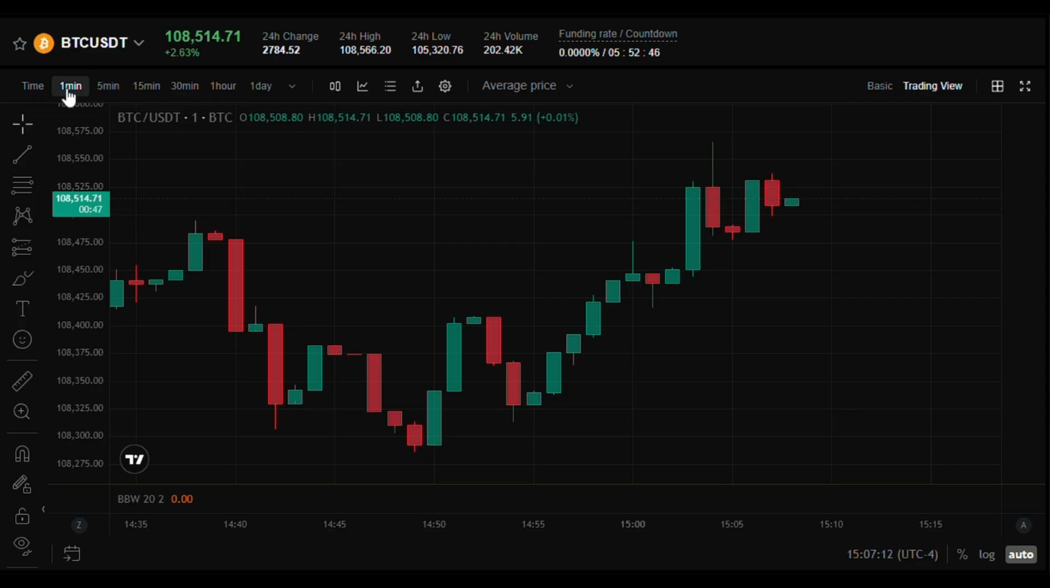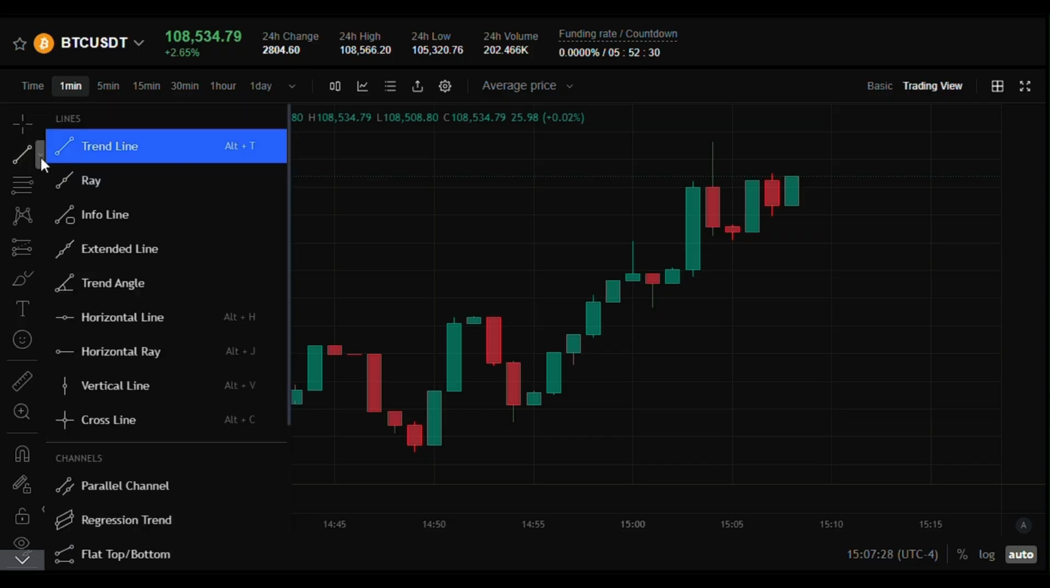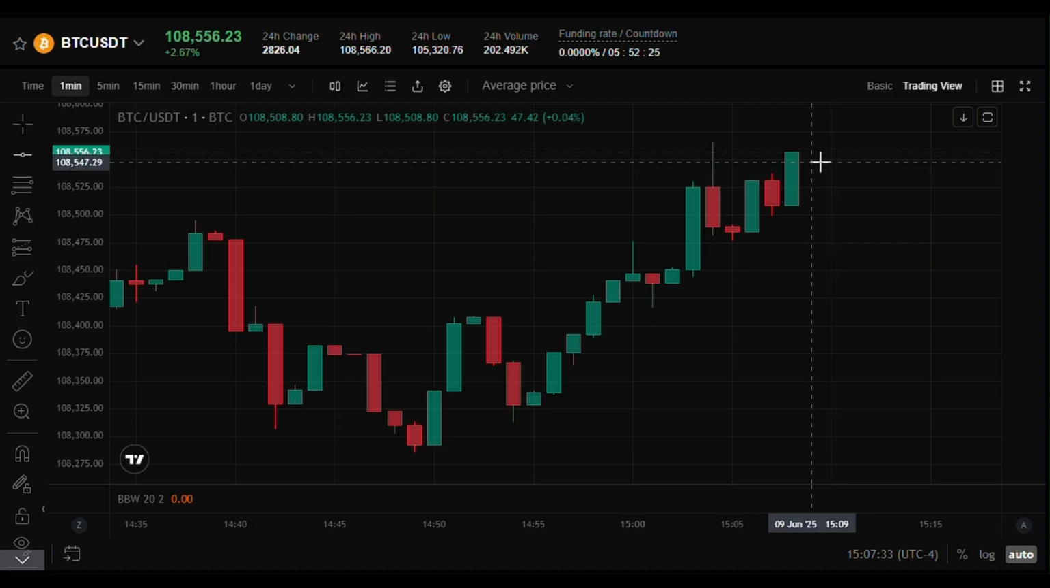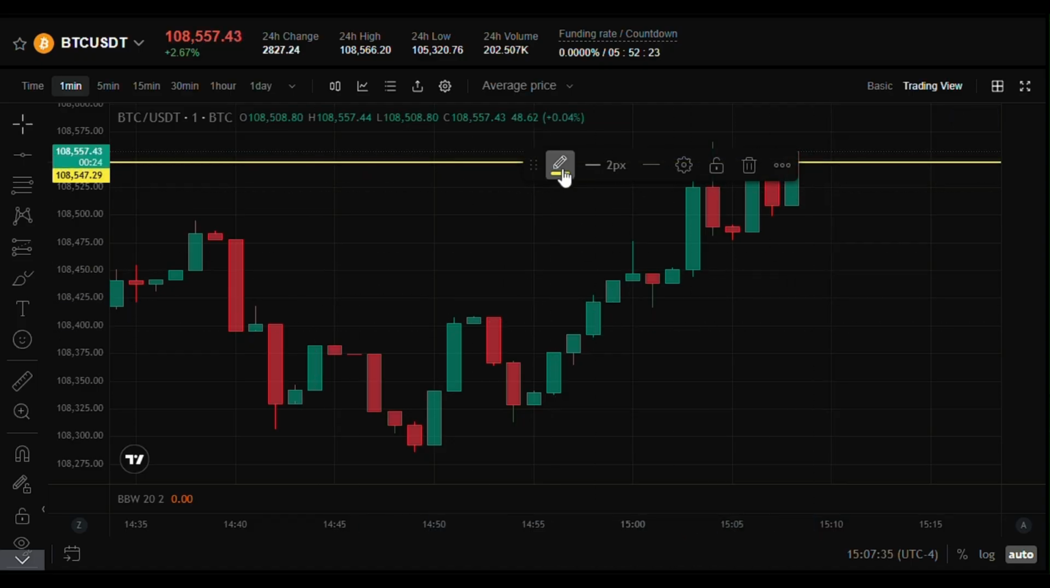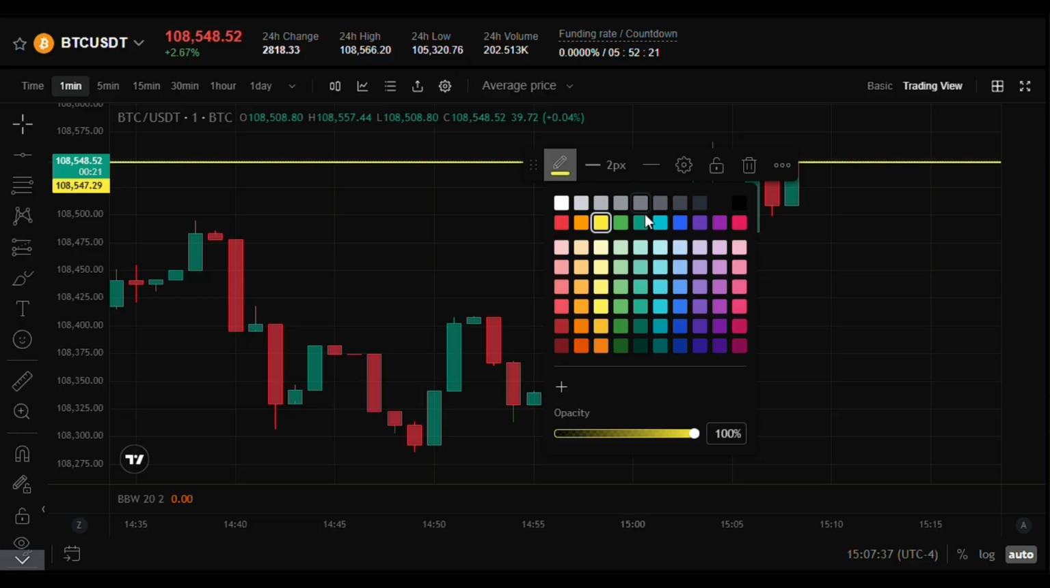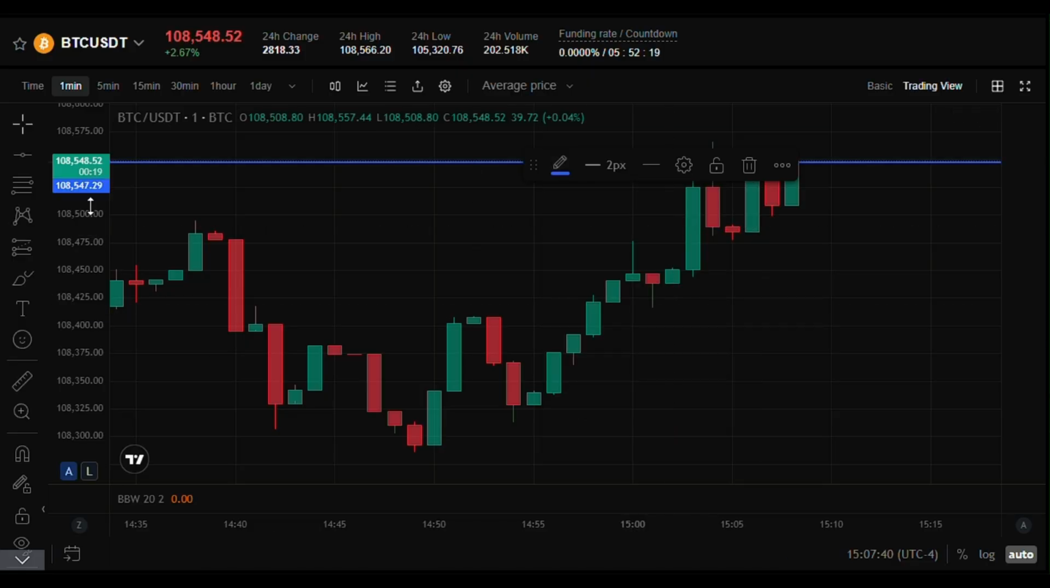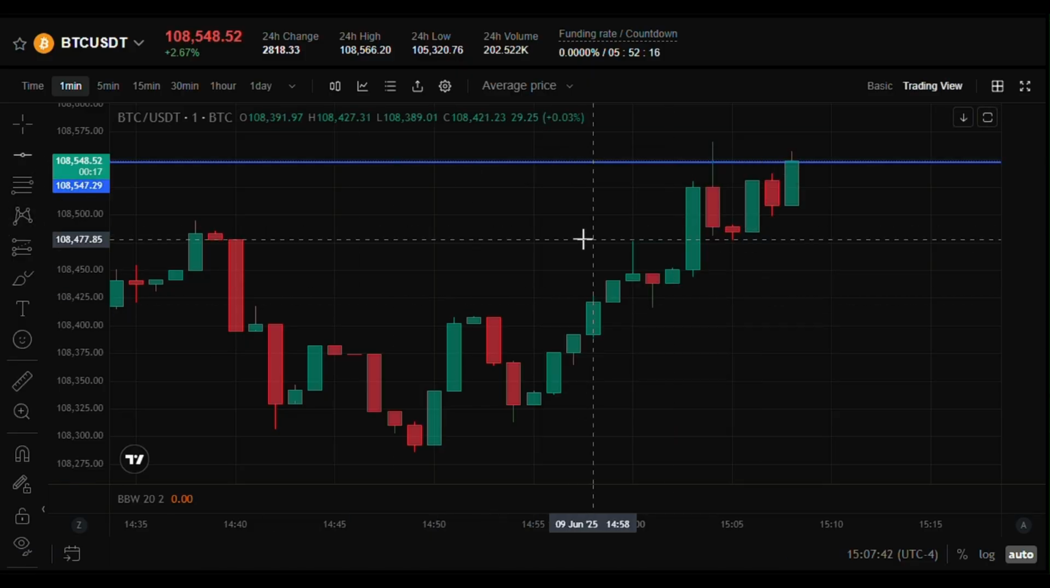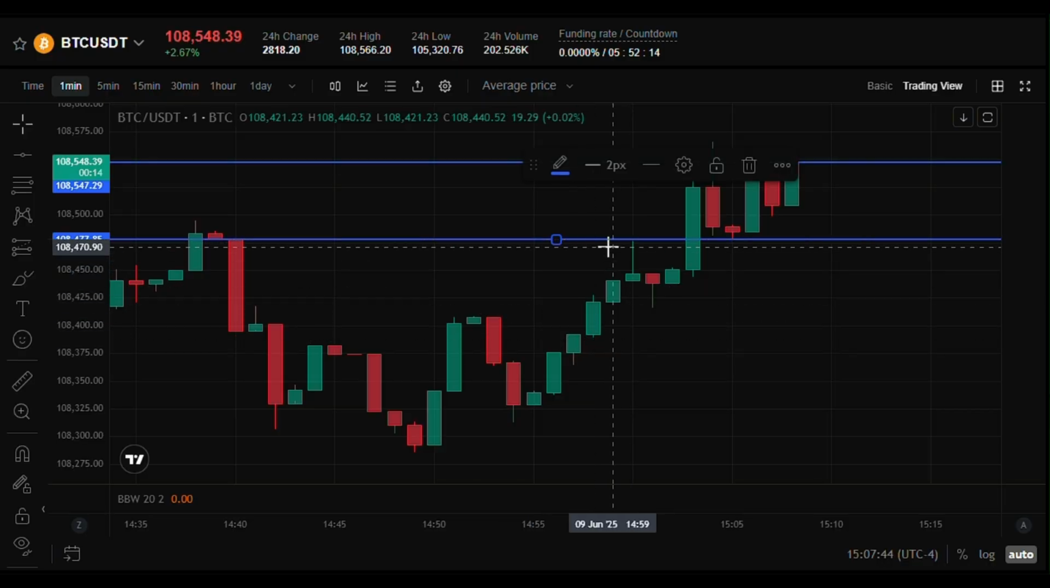Right now we're trading on the 1 minute time frame for the BTC USDT futures on BTCC exchange. So this is how I like to do this. I go over here and I want to create a trend line, a horizontal line. At this point, it doesn't matter where, I'm just going to put it on the chart. I like to keep mine blue. And then I'm going to do the same thing, I want another one.